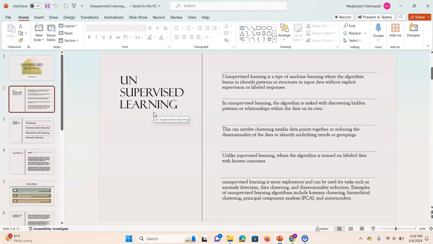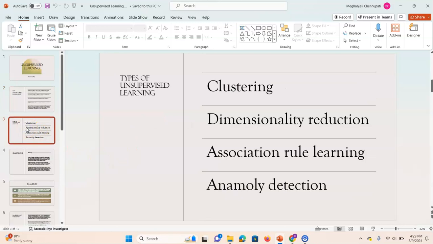So what exactly does that mean? For example, in your data set, if there are no labels, that means the data has some set of structure inside it. So your algorithm needs to identify that structure, and whenever you give a new question, it needs to be able to answer. That is what unsupervised learning means. In unsupervised learning, you have four different types: clustering, dimensionality reduction, association rule mining, and anomaly detection.